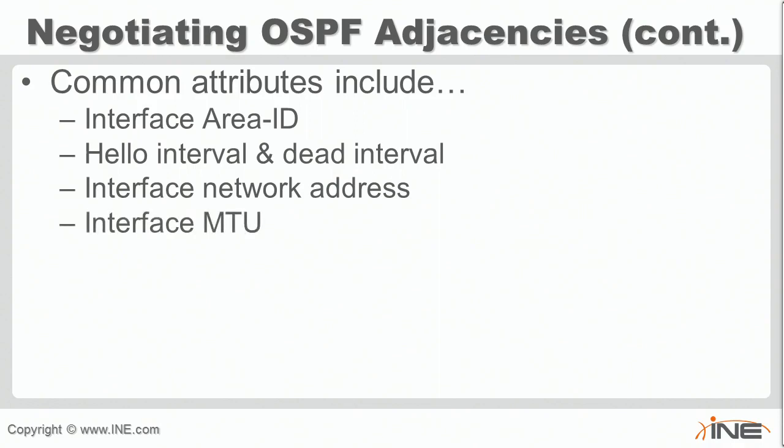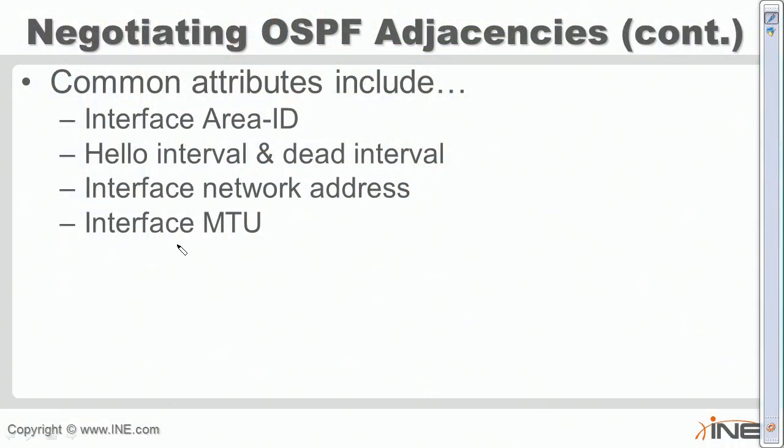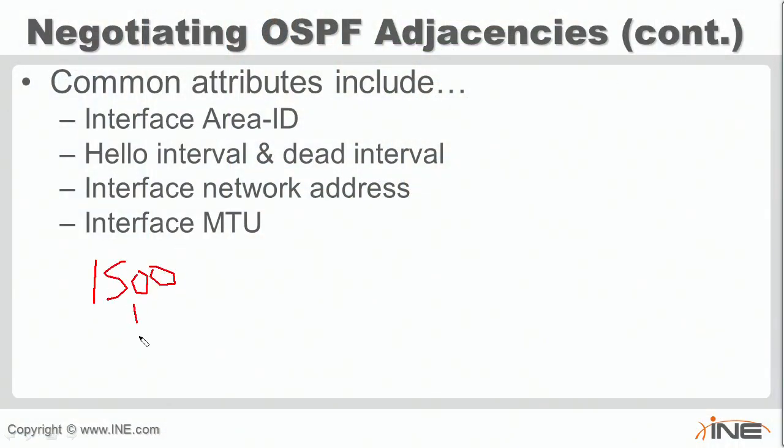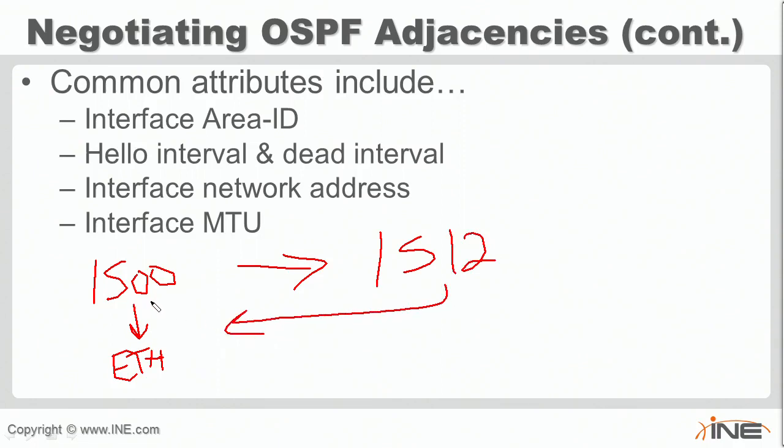We would also have to match the MTU. This is going to prevent some cases where I can send you packets that are too large for you to actually receive. So if one router's MTU is 1500, which is typical for interfaces like Ethernet, but for some reason on the other side they're using a larger MTU, like a jumbo frame size, let's say 1512, then when this side sends the packet to the 1500, it's going to have to be dropped as it comes in the interface, because Ethernet won't be able to accept it.